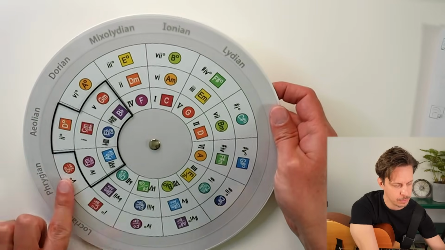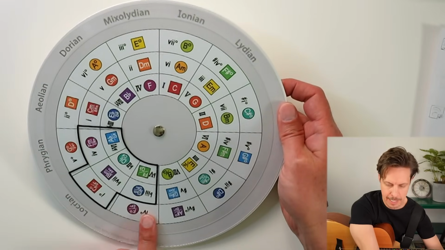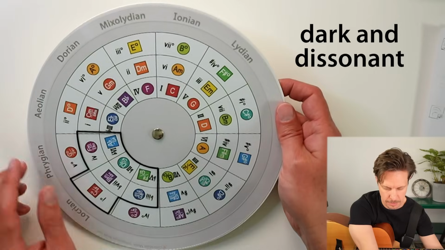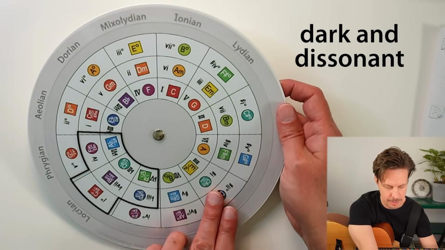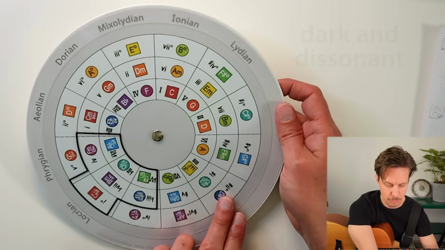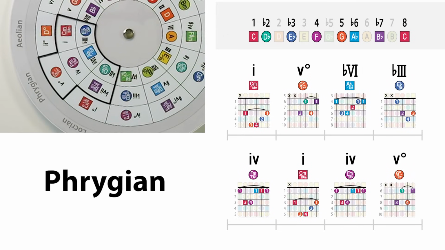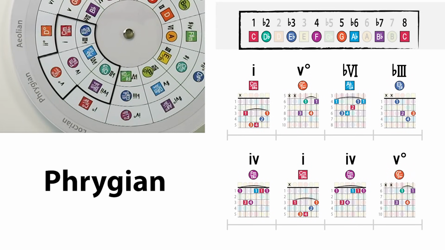Then for the last two examples, we have Phrygian and Locrian. Admittedly, these modes sound so dark and dissonant that they're not really as common as the others, but they do give us more options to morph the sound of a song, so let's play them. Phrygian sounds more tense and mysterious than Aeolian.